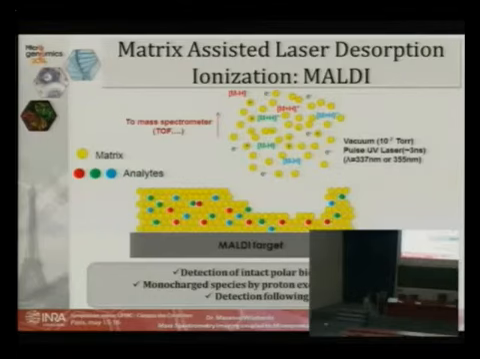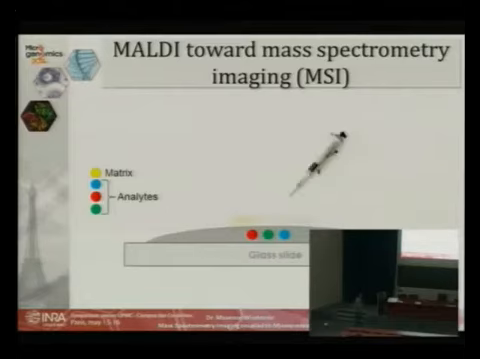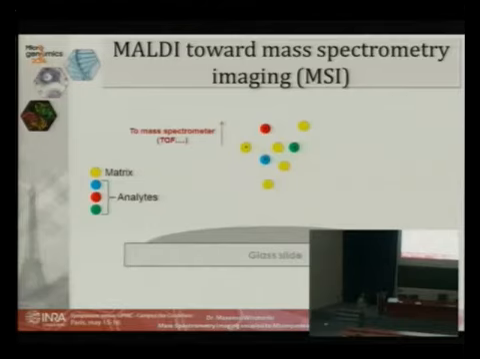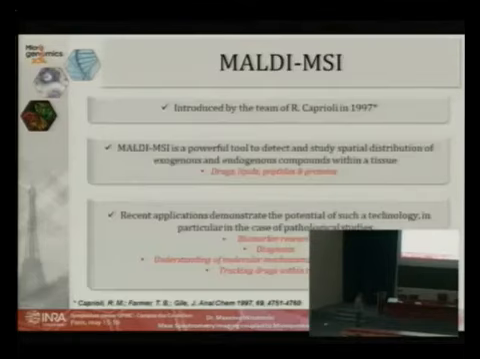And this technique is a soft ionization technique. That means that you can detect intact molecules, from small molecules, drugs or lipids, to really large macromolecules like proteins. And you can also use it for analysis directly on tissue sections. In this case, you apply your matrix directly on top of your tissue, and the solution will extract your analytes, and you will obtain the molecules from different parts of your tissue. And this is the basis of the technique called mass spectrometry imaging.